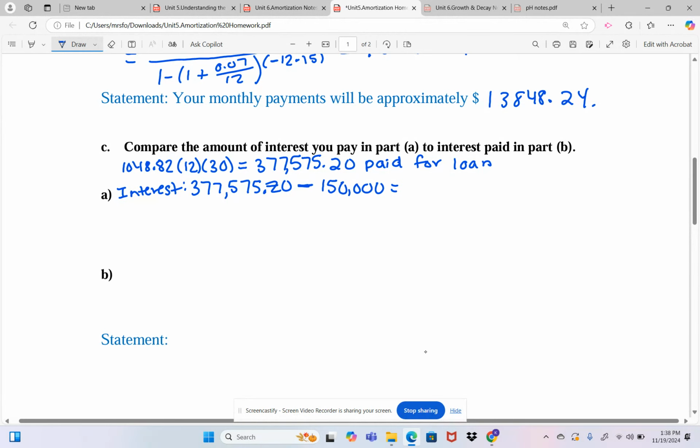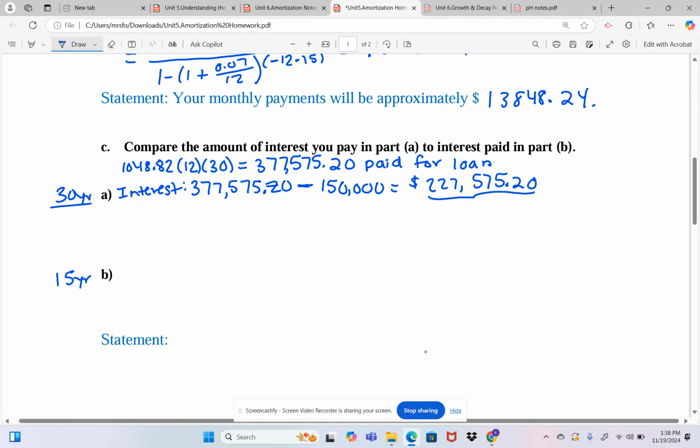And so what we see here is this number is quite large, and that's how much interest you paid for your house. That's the interest. Now, that is it for the 30-year mortgage. Now, what about for the 20 years? 15 years. The next one was 15 years.